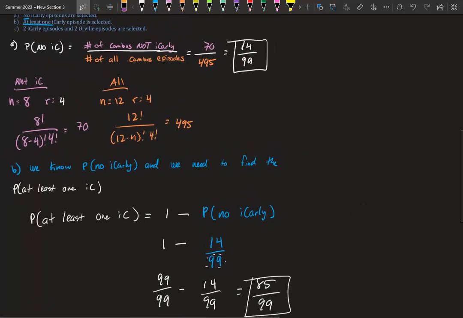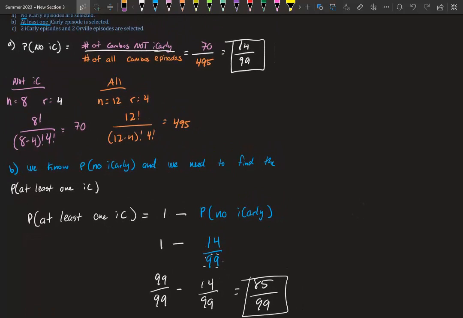Now, you could set this up like A, but at least one is extremely hard to find. It's just very complicated. You can try it, it's doable. It's just very, very complicated. Sometimes let's say the question is find at least one. It's actually easier a lot of the time to find none than subtract it by one.